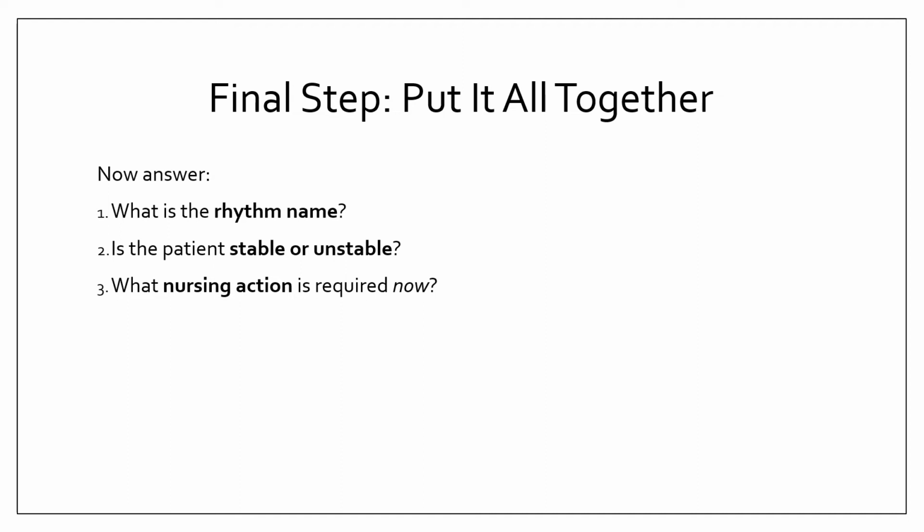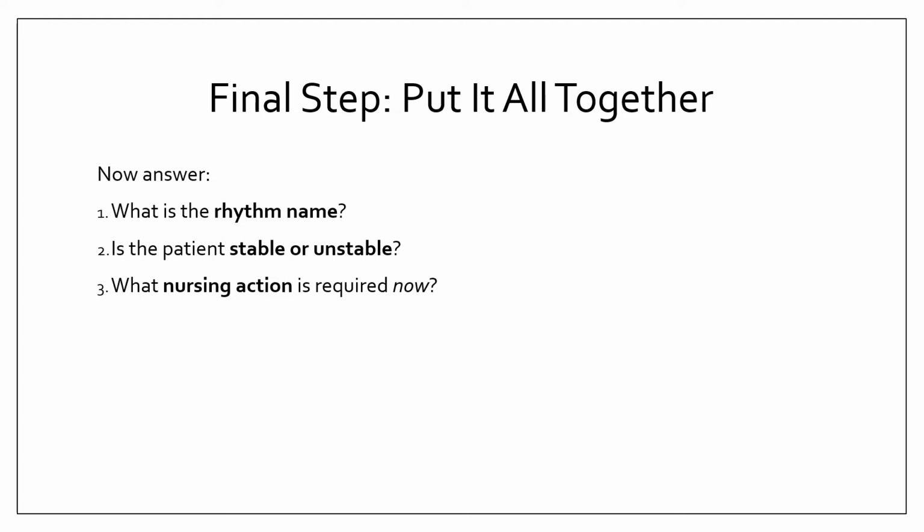So up to now, we've been collecting data from the ECG, and the final step is where we transition from interpreting to nursing judgment and action. Using everything you've already analyzed, rate, regularity, P waves, PR interval, QRS width, we're going to name the most accurate rhythm, even if it's a basic one. And we're going to ask ourselves, is the patient stable or unstable?